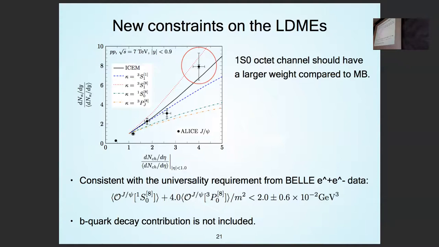And the very interesting point here is that the larger weight of the 3S1 octet channel is consistent with the universality requirement from e plus e minus data. I'm sorry, this is wrong. This 3S1 octet channel should have a larger weight compared to minimum bias. In this case, it is consistent with the universality requirement because the weight of long distance matrix elements for 1S0 octet should be smaller compared to minimum bias.